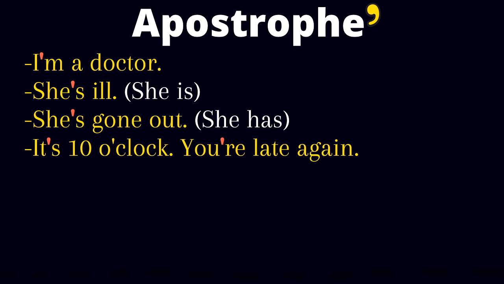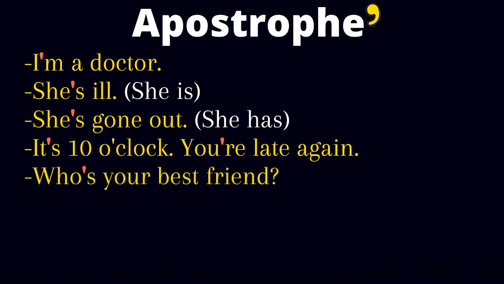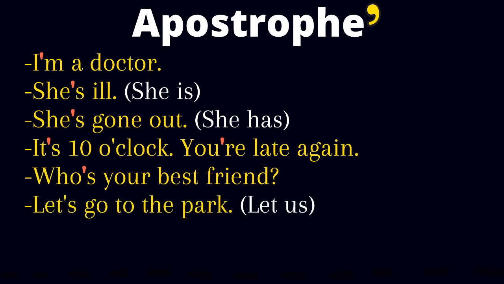It's 10 o'clock. You're late again. Here two short forms are used. One is for it is and one is for you are. Who's your best friend? Let's go to the park. Here let's means let us. That is the short form for let us.